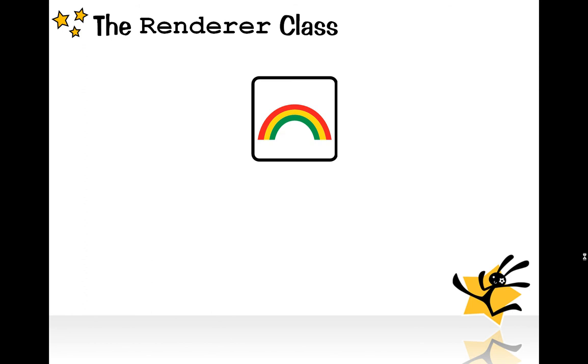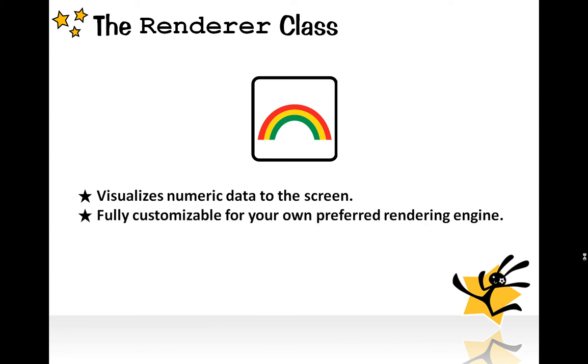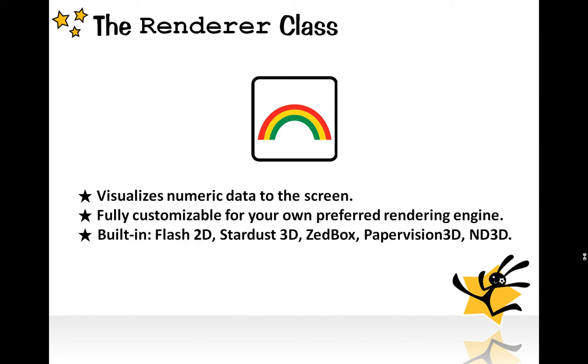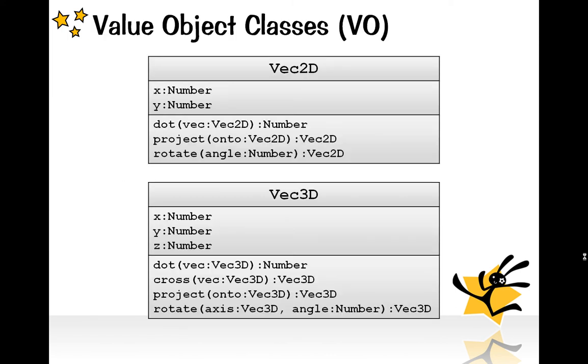Alright, the last one is the Renderer class. The aforementioned classes are only for manipulating numeric data in your computer's memory, and the Renderer class is for visualizing numerical data on your screen. And it's fully customizable, so you can extend your own renderer to integrate with your preferred rendering engine. Stardust already has some built-in renderers which can work with Flash Player's native 2D engine, Stardust's native 3D engine, ZedBox, PaperVision3D, and ND3D. Alright, and so these are the Stardust Element classes.